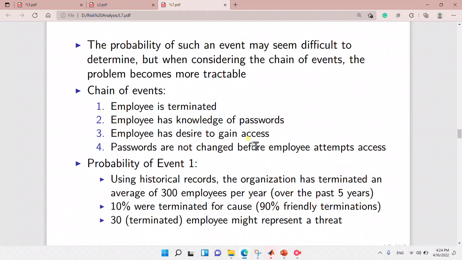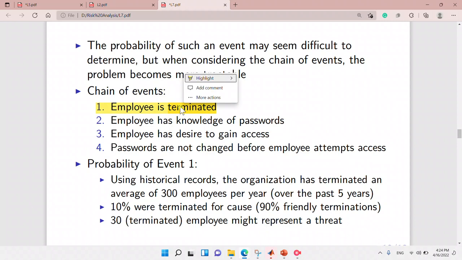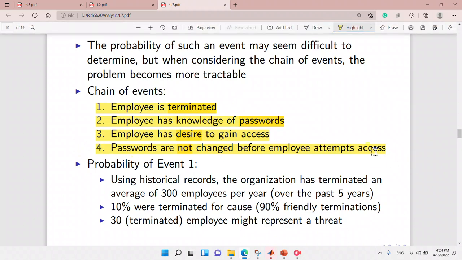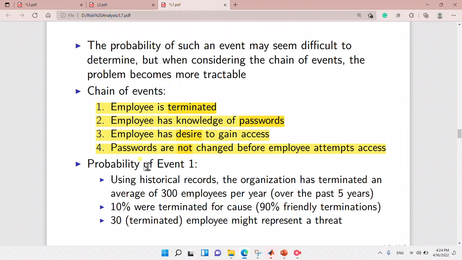So it may seem difficult to determine, but considering the chain of events: first, the employee is terminated. The employee has knowledge of passwords. The employee has desire to gain access. And the passwords are not changed before the employee attempts to access. So the probability that he can access needs to be given that he already knows the password, already desires to gain access, and is terminated.